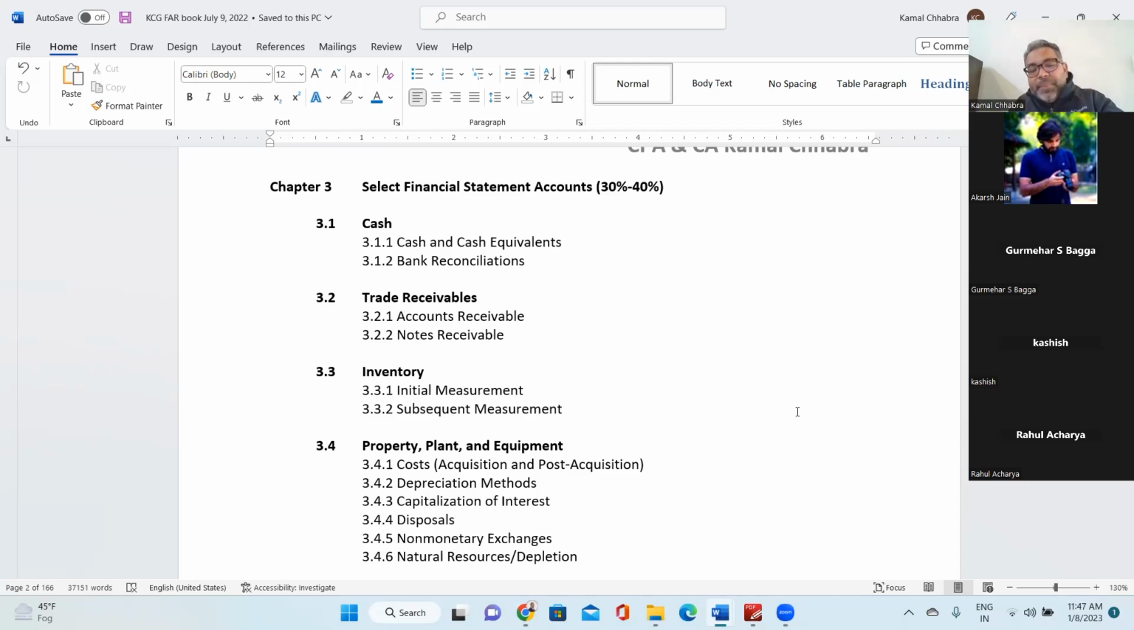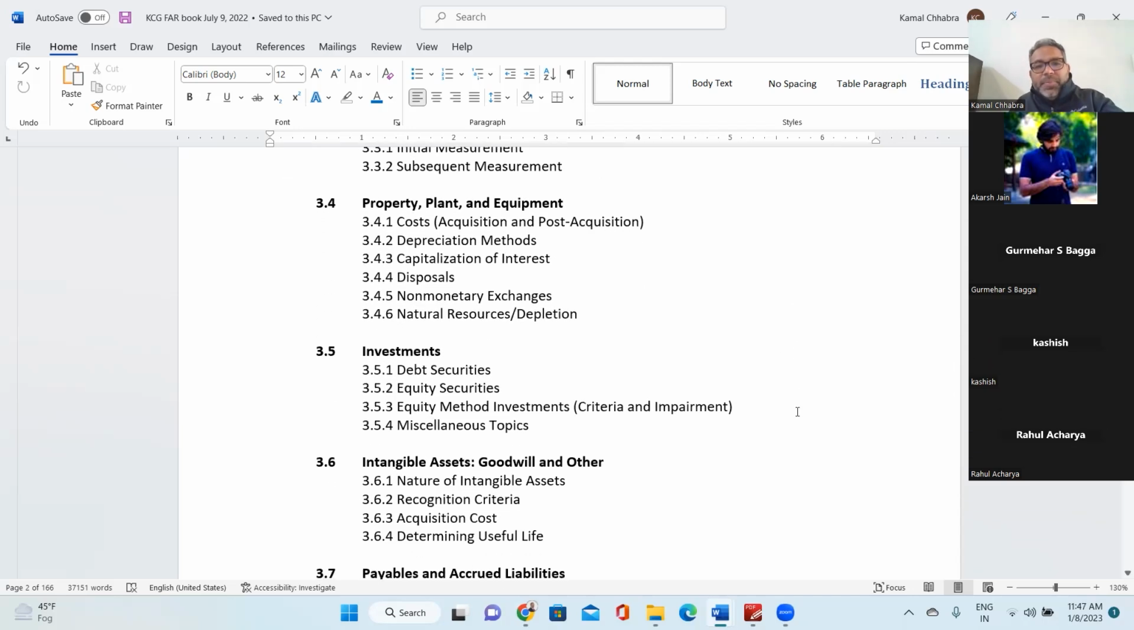Next, you'll be understanding property, plant, and equipment. In property, plant, and equipment, you'll be understanding what comes in the cost, which includes the acquisition price you have paid, then post-acquisition costs you have incurred, then depreciation methods. What are the depreciation methods you are aware of?